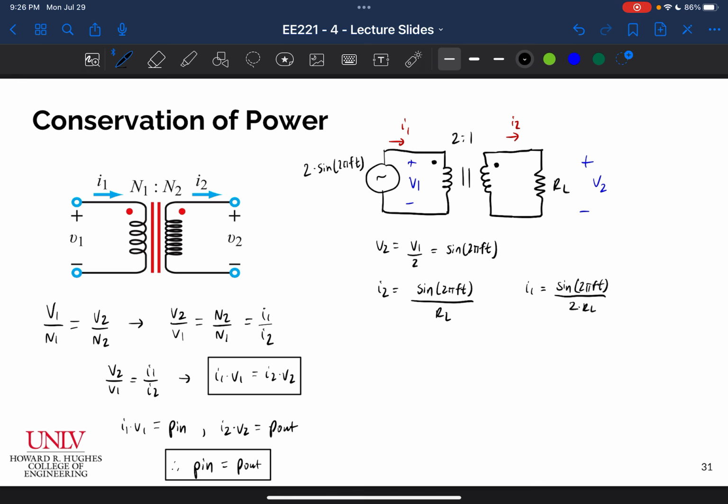Okay, so that's conservation of power. Basically it just tells us that if we step one quantity up, we have to step the other quantity down. And that's going to be a very important governing principle for these transformers as we solve these problems. So definitely keep this in your back pocket.